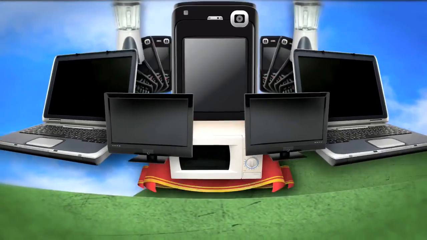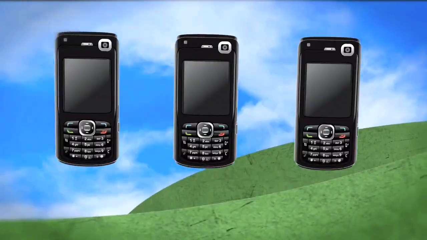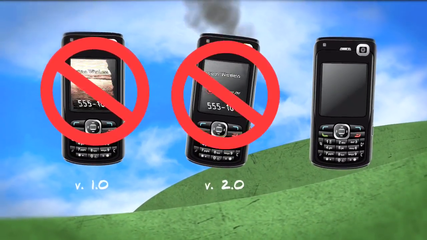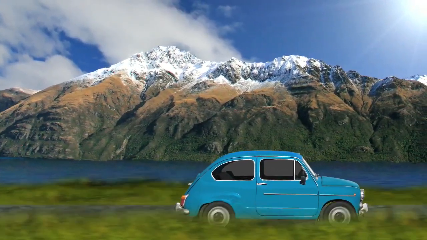We often take the things we use every day for granted. We use them and we expect them to work. That's because they're tested many times before we even see them. Would you ride in a car that had only been tested once?